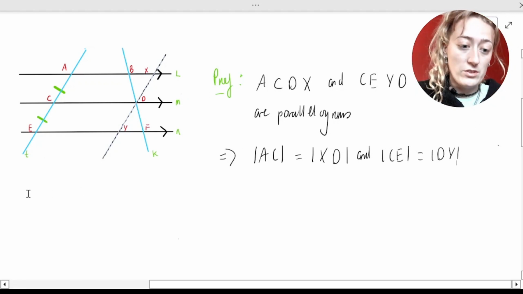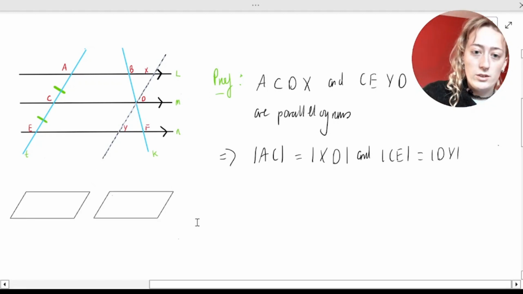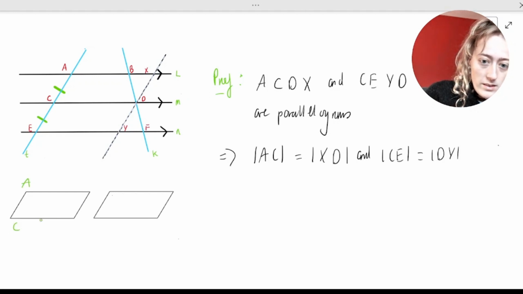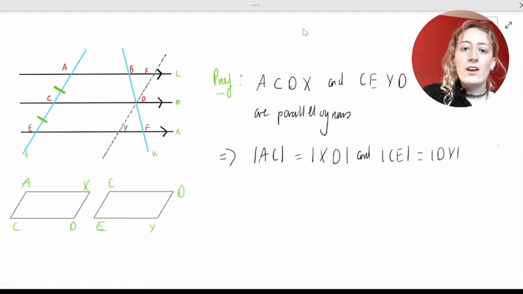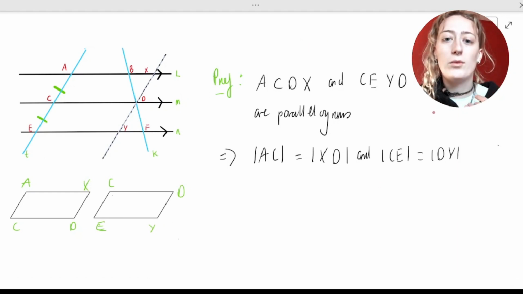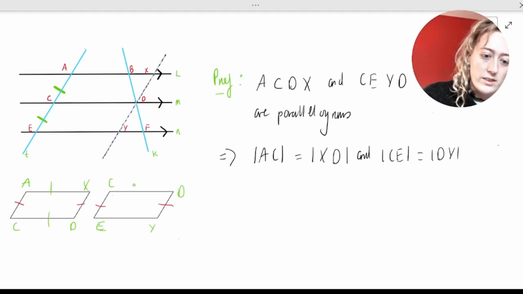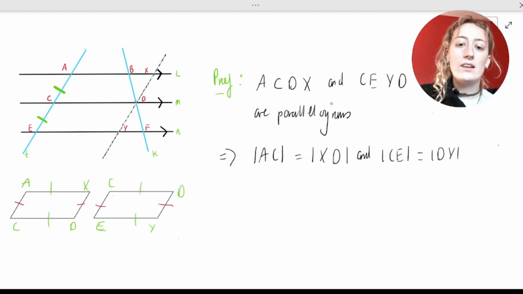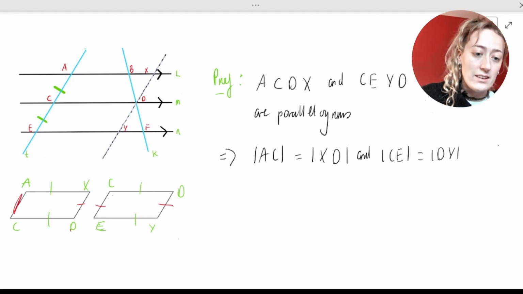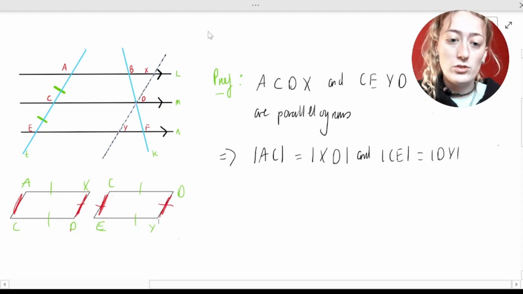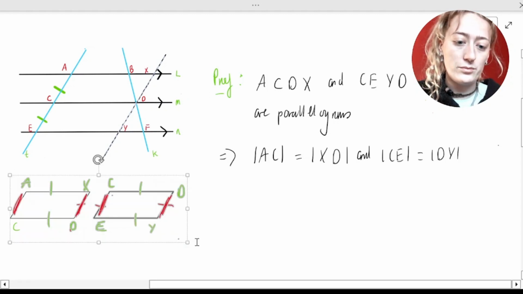Let me just take a little moment to convince you of that, okay? Just imagine these are our two parallelograms here, right? Here's one, A, C, D, X. Here's the other, C, E, Y, D. Now guys, sides that are opposite each other in a parallelogram are always equal to each other, okay? So this side is going to equal this side, and this side is going to equal this side. Similarly, this side equals this side equals this side, okay? But all we care about here is the red sides. So we see that AC is equal to XD, and that CE is equal to DY, okay? And that's what we've just used that fact there to show that those are equal.